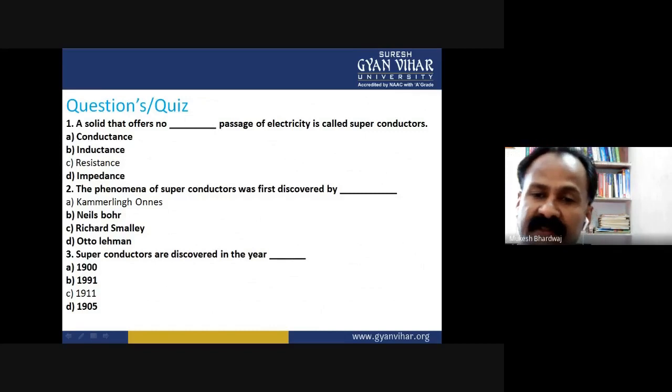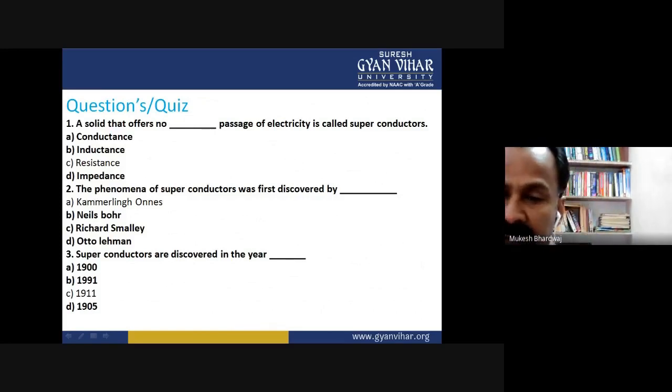So we say that superconductors are basically categorized in two categories. First is type first and second is type second, or the first one is also known as soft superconductors and the second type is known as hard superconductors.